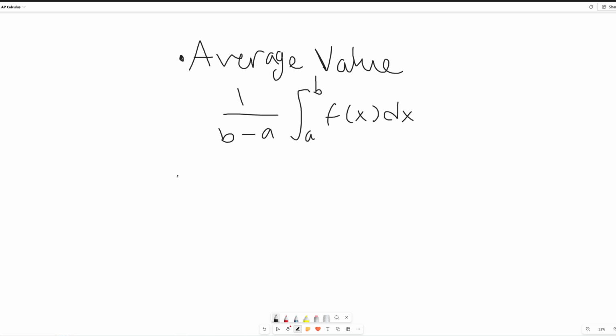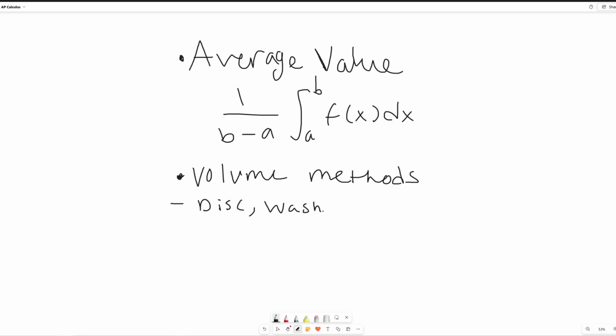Okay. Then remember your volume methods. Review the video again to find your volume methods, because there's a few. There's disk, washer, and we went over cross-section. So these are the ones that are going to be tested on the AP. And then, area between curves, you should remember, but that should come intuitively over time.